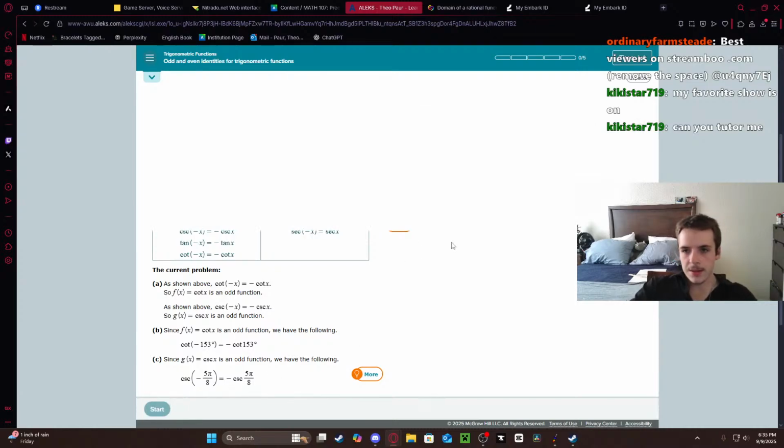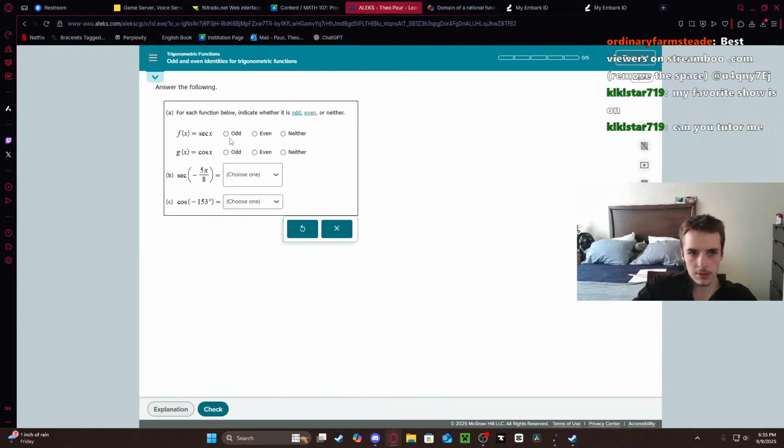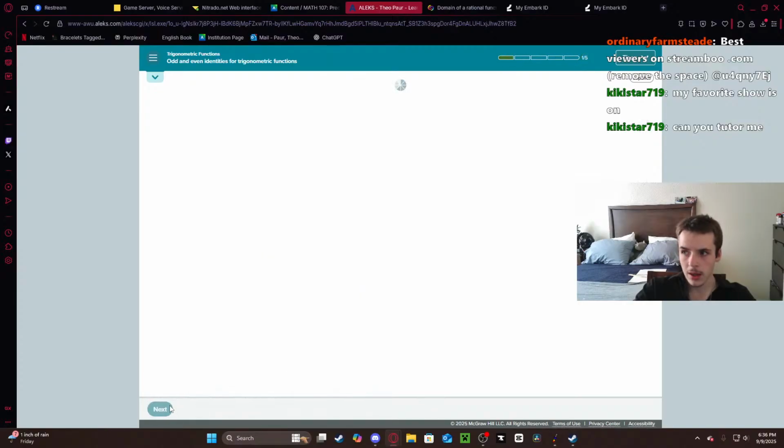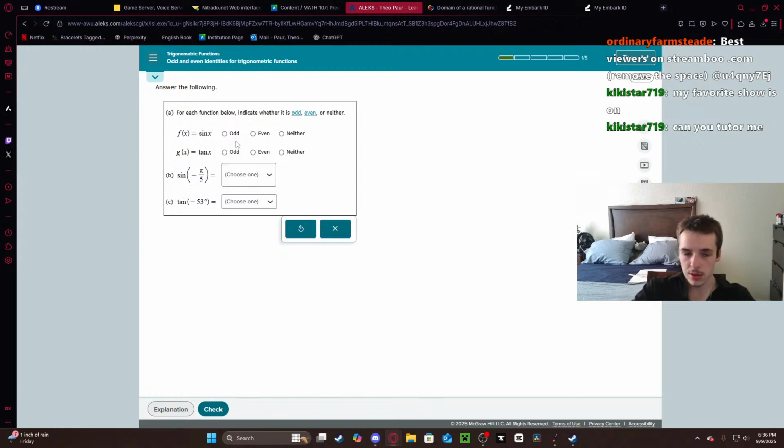I still don't think I really understand this, but I haven't gotten one wrong yet. Secant of x is even. Cos of x is even. Secant. I don't really understand why, but every intuition is just saying, okay, sine, that's odd, tan, that's odd. Sine equals negative sine of 5 pi and negative tan of 53. Check.